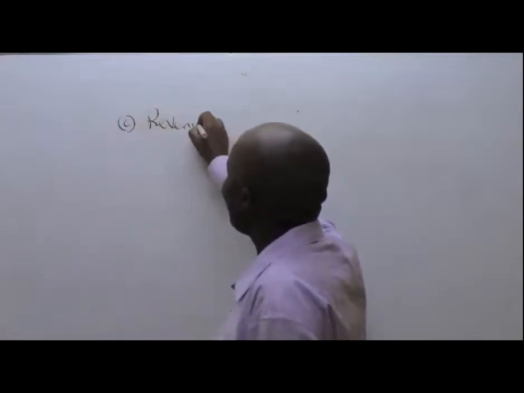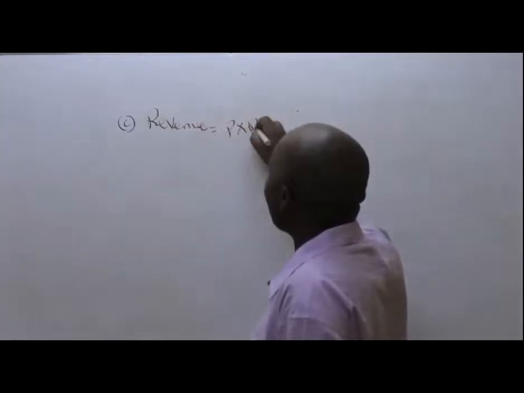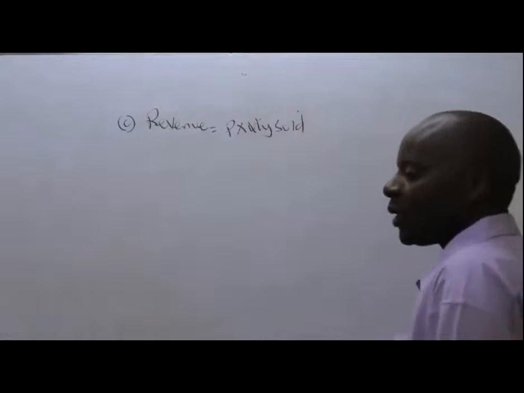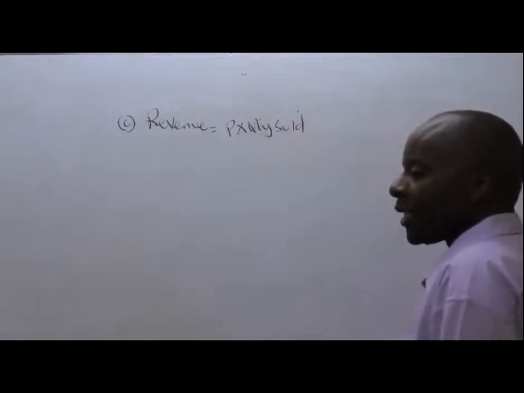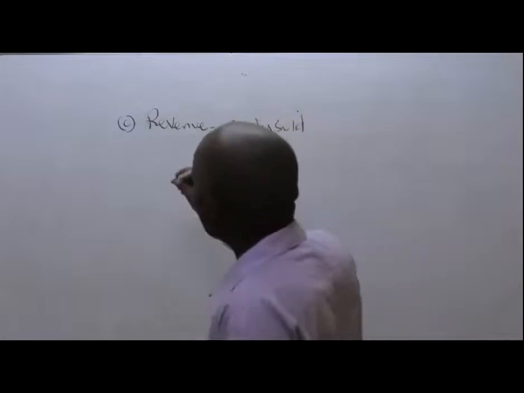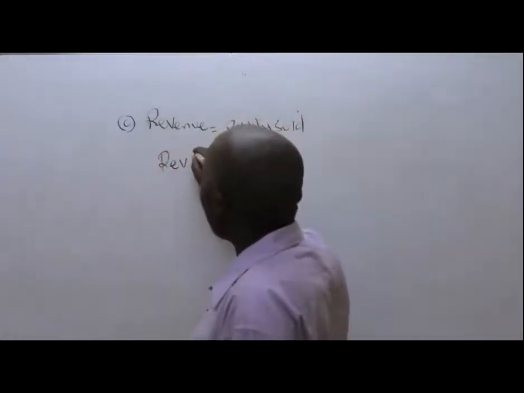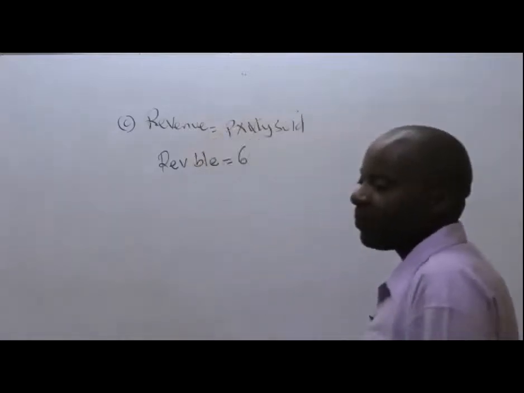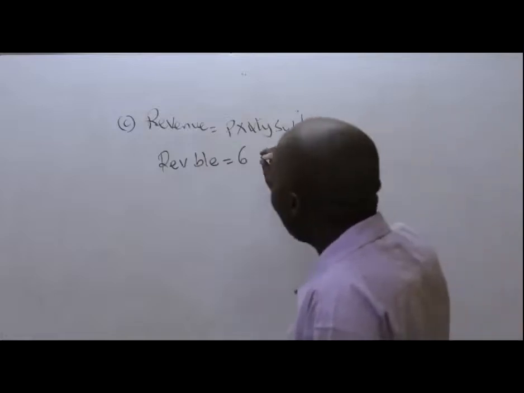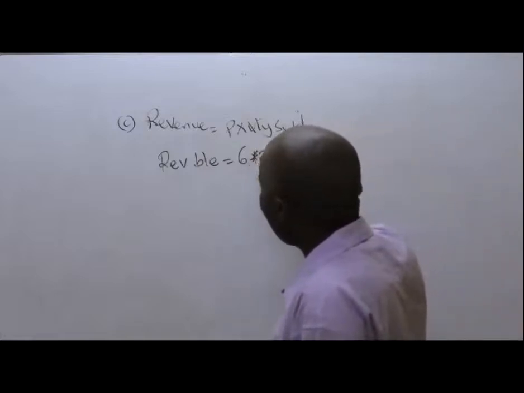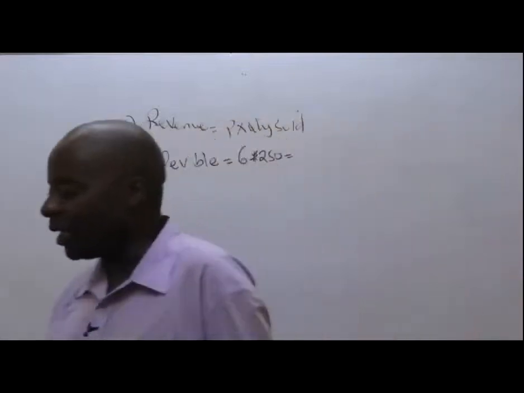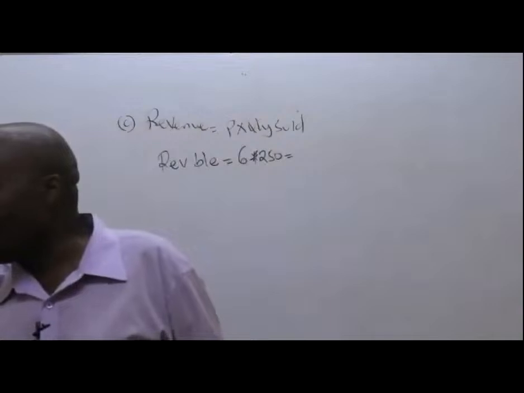Remember, revenue generally is price times quantity sold. So if they want us to give them revenue at break even, then I will take the selling price of 6. The selling price is 6 times the quantity to be sold for us to break even. Quantity to be sold for us to break even is 250.